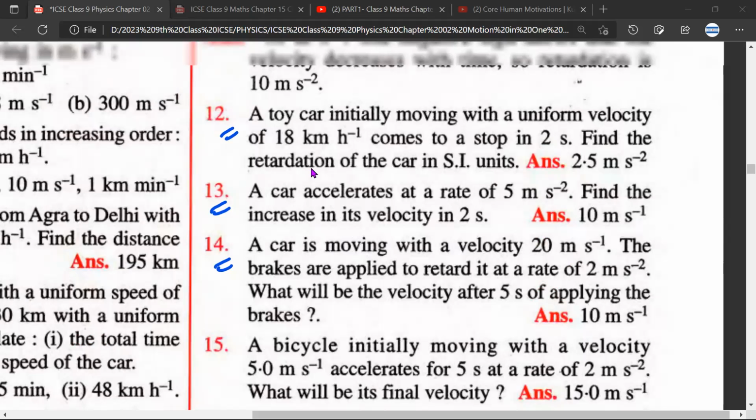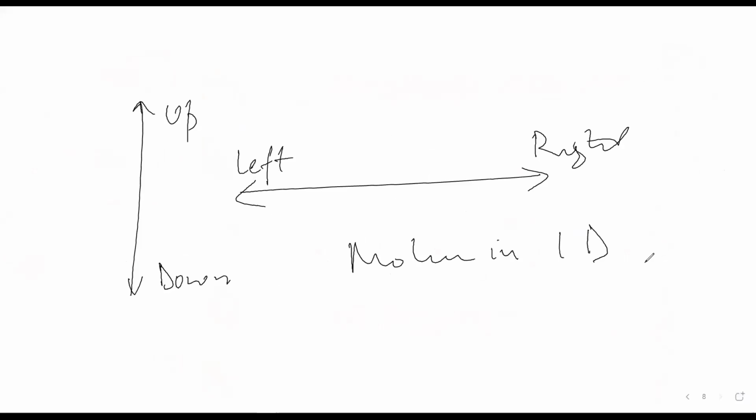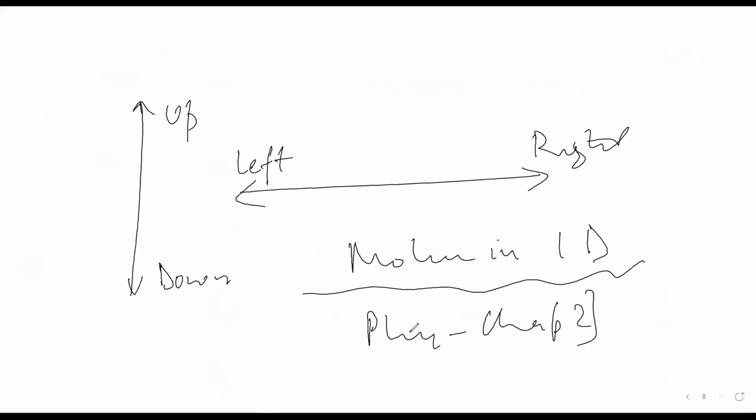And if you see these numericals closely, there are two kinds of motion happening. Either the motion is happening up or down, or it would happen right or left. And both these motions are called motion in one dimension. This is our physics chapter 2, class 11th. Is it making sense? So have we understood motion in one dimension?